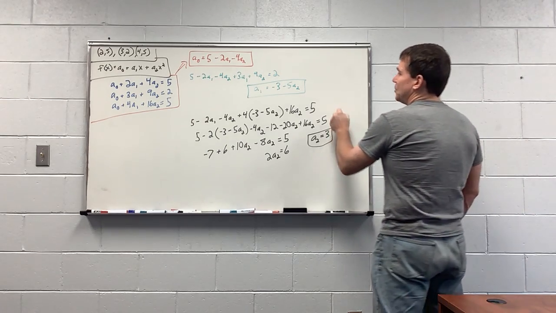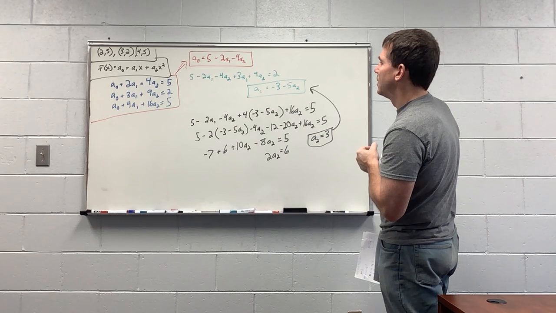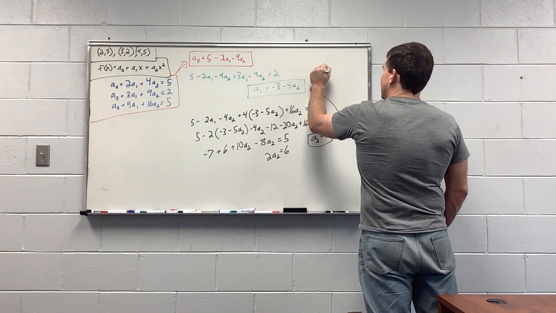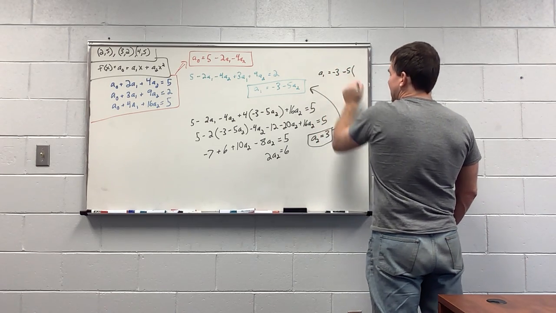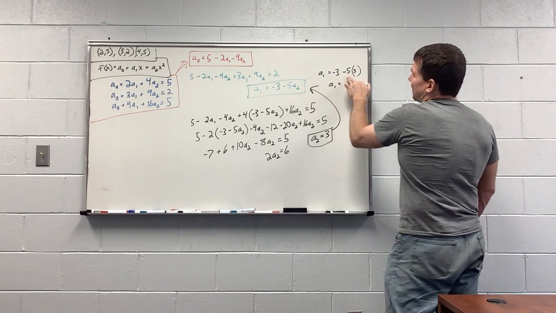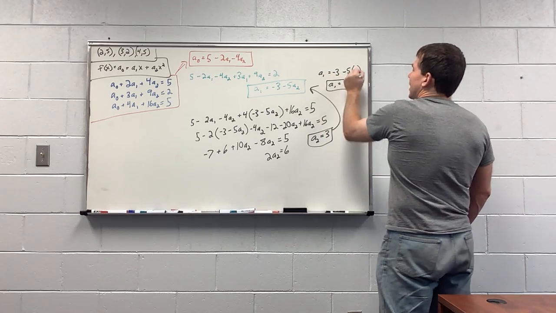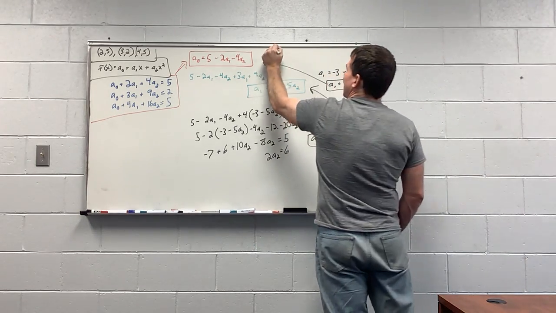Now if I substitute that in right there, I get a sub 1 equals negative 3 minus 5 times 3. Negative 5 times 3 is negative 15, minus 3 is negative 18. There's my a sub 1. Now plug both of those in here.